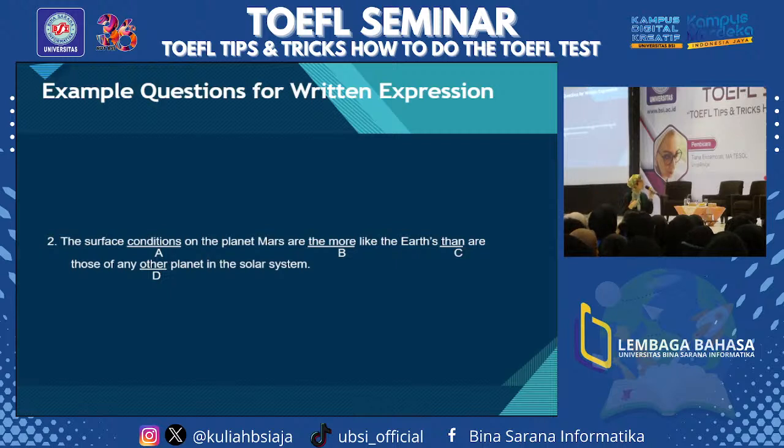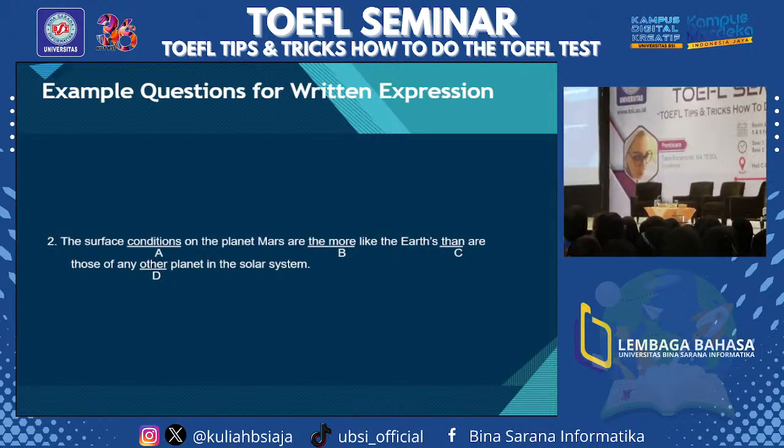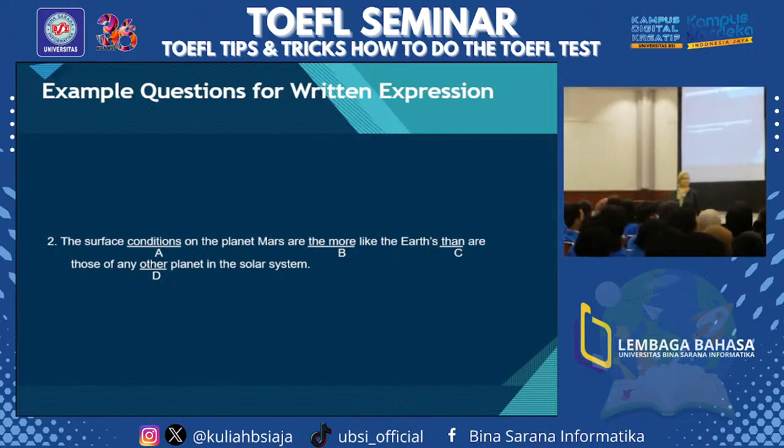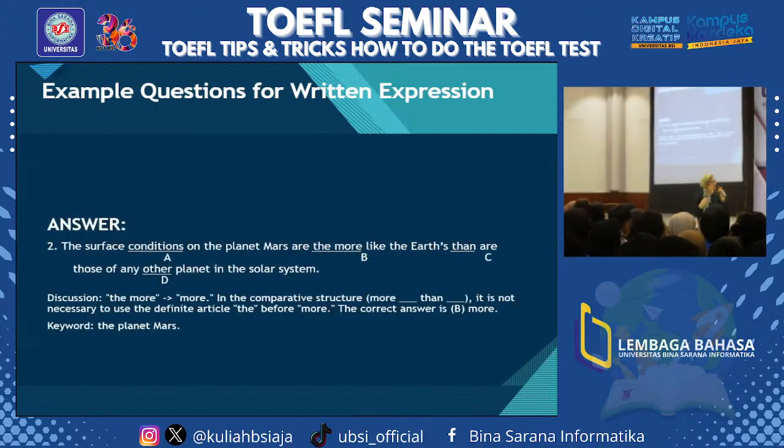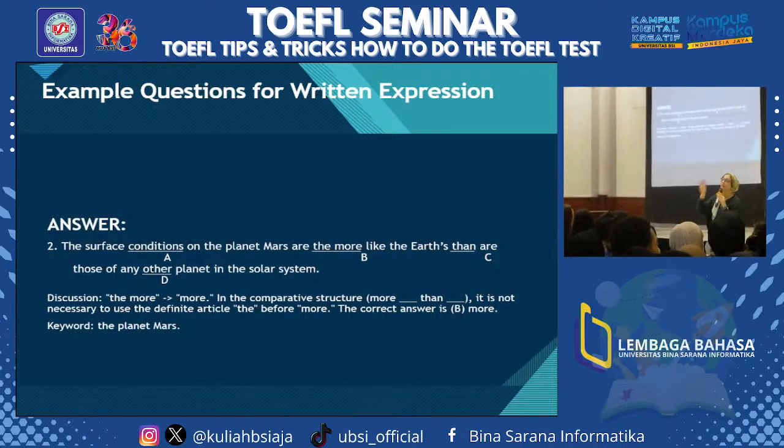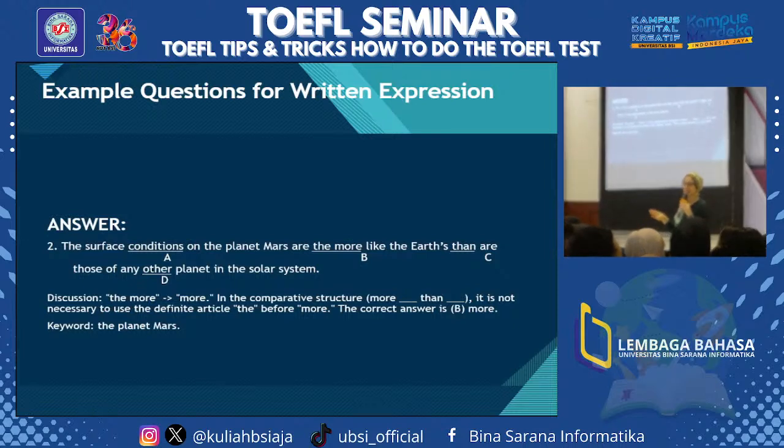The surface conditions on the planet Mars are the more like the Earth's than are those of any other planet in the solar system. Which one do you think is wrong? Okay, next slide, please. Yes, it is B. They're not using the comparative structure correctly.